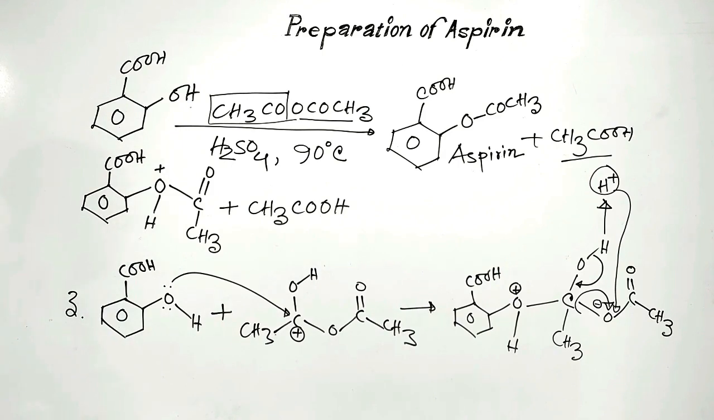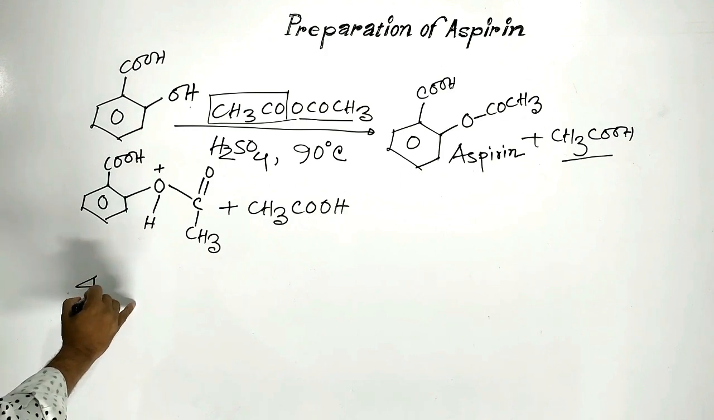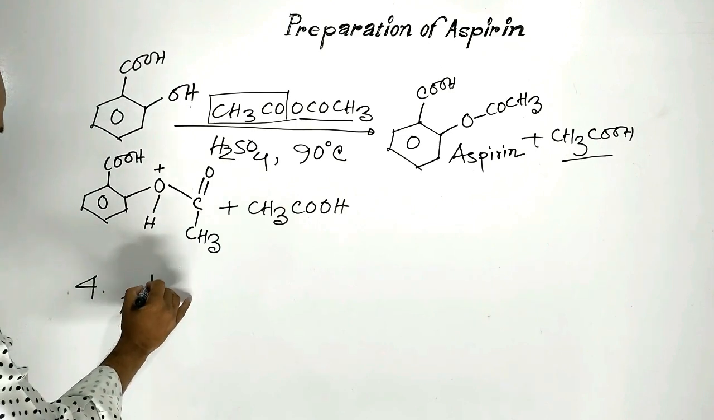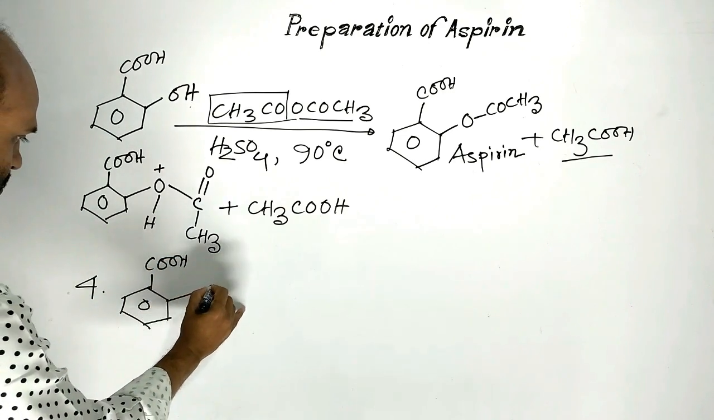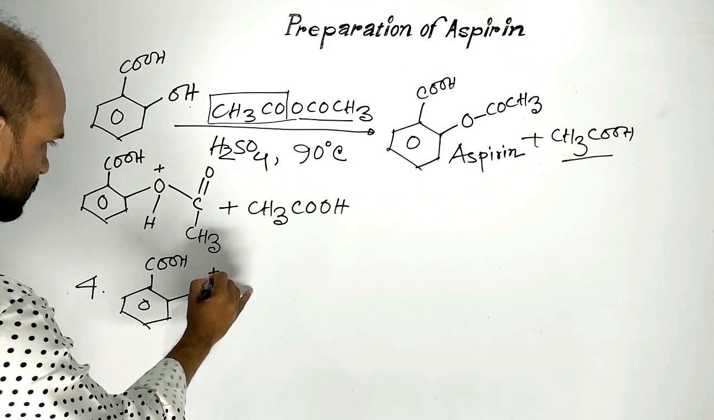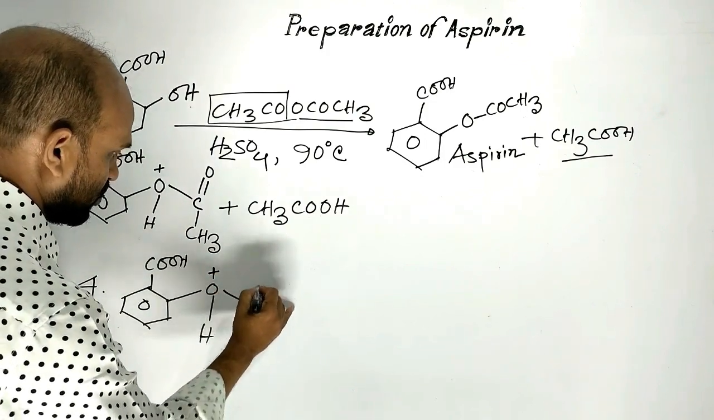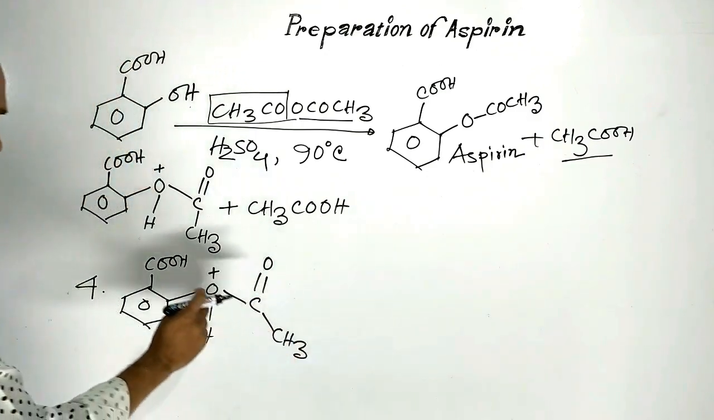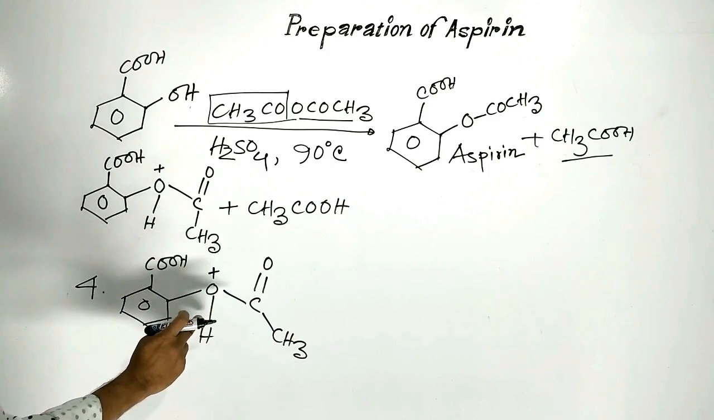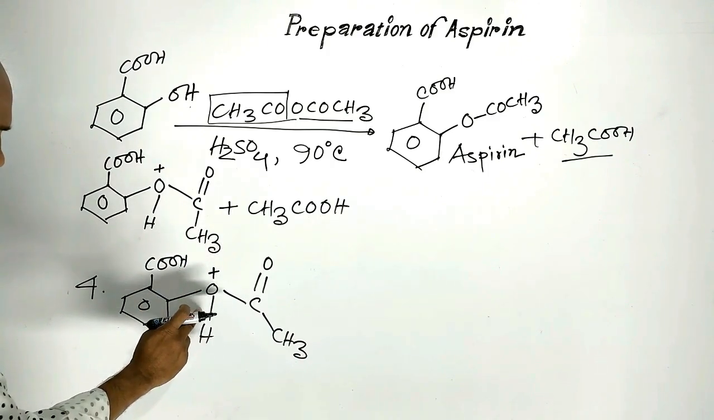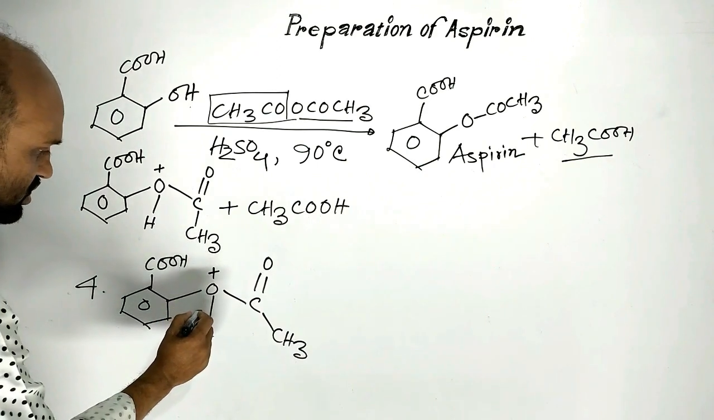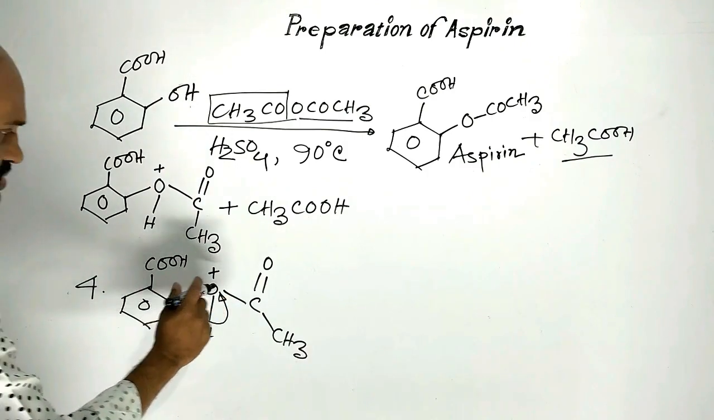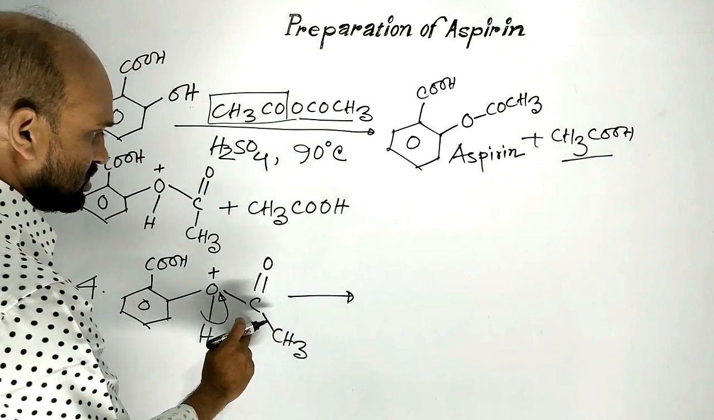Let's move on to step 4. Step 4. This entity, oxygen with positive charge, carbon oxygen double bond, here methyl group. Because of this positive charge, these covalently bonded electrons, the oxygen hydrogen covalently bonded electrons, turn into a lone pair of electrons again, and as a result this is obtained.